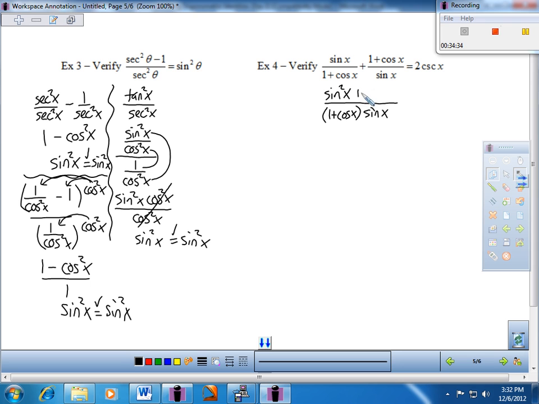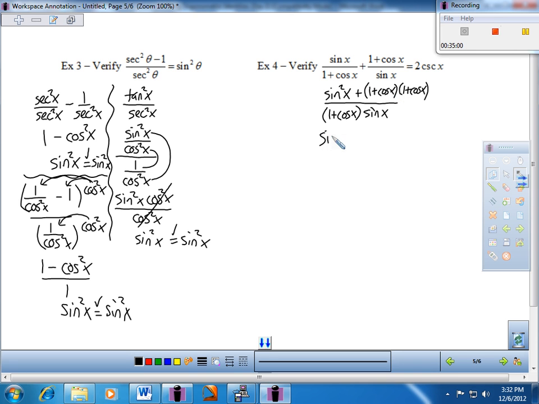Now this one's a little harder. How did I change this denominator from here to here? It looks like I multiplied it by 1 plus cosine of x. So I have to multiply that numerator by 1 plus cosine of x. Now be careful with this. That's essentially 1 plus cosine of x, squared. But with that binomial squared, remember it's really FOIL. So just be careful on that piece. We are going to FOIL that out.